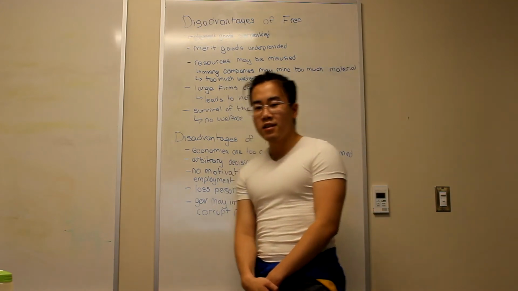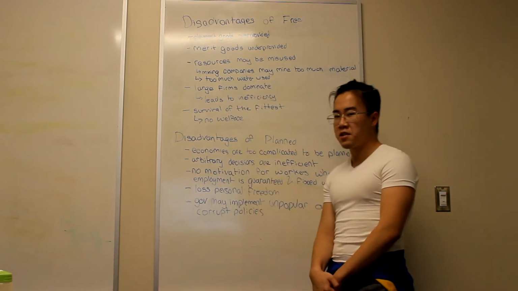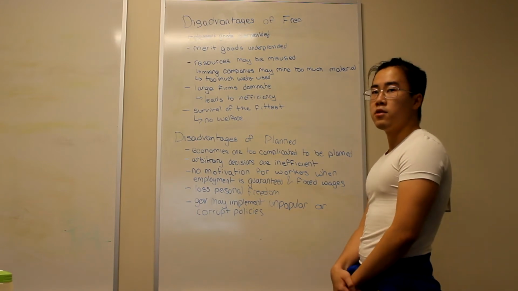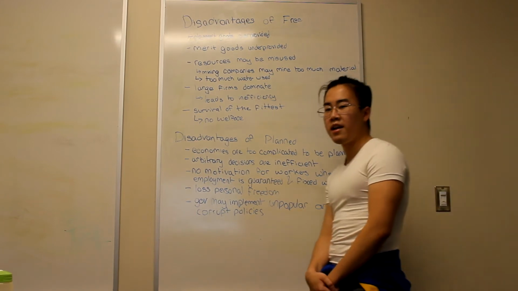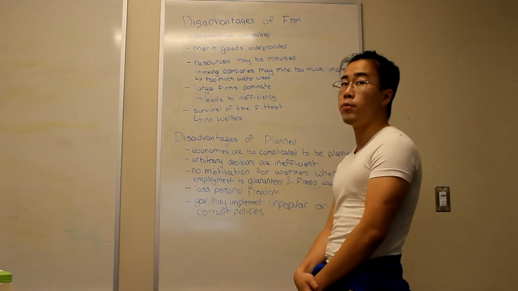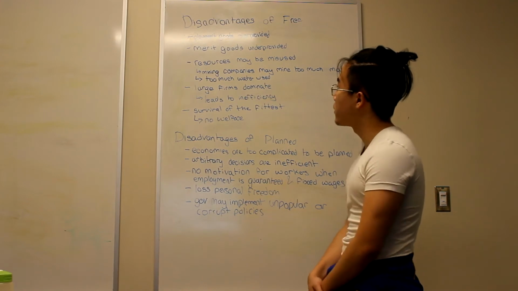But since people behave just as people and their flaws exist, things such as tobacco, cocaine, and marijuana are produced anyways, and in a free economy it would be overproduced. So this is why we call it a demerit good.